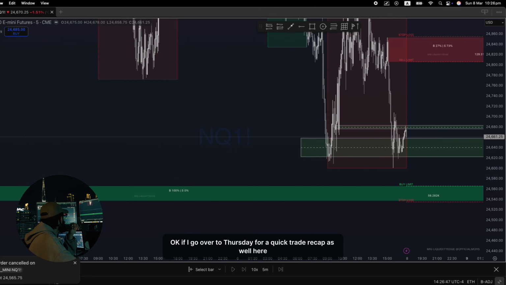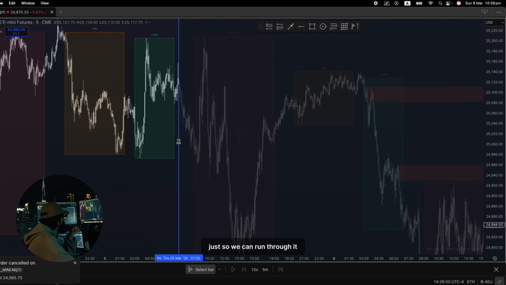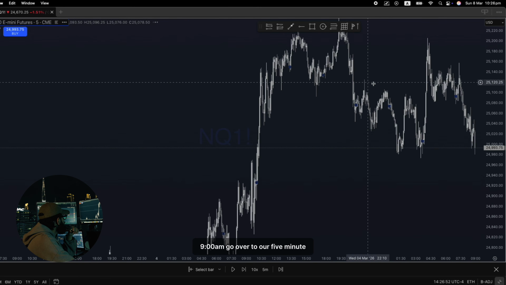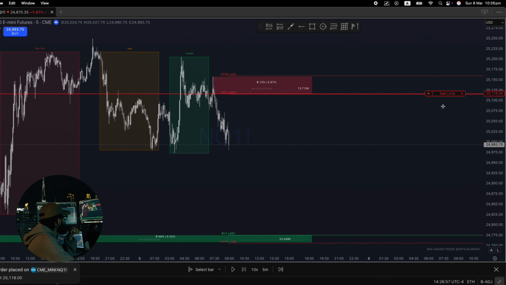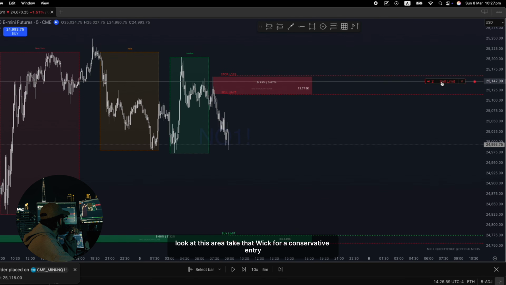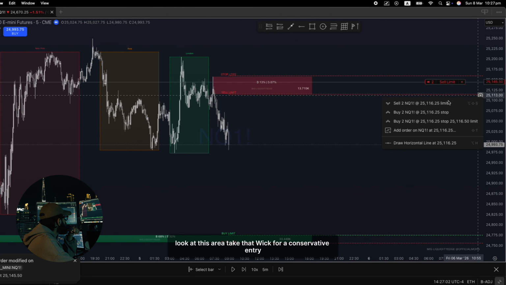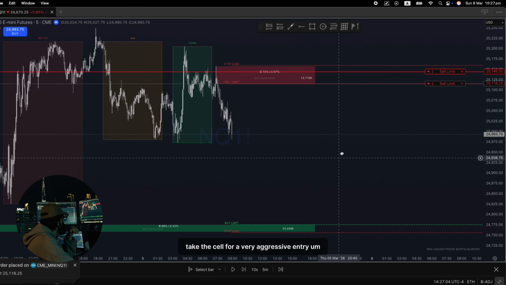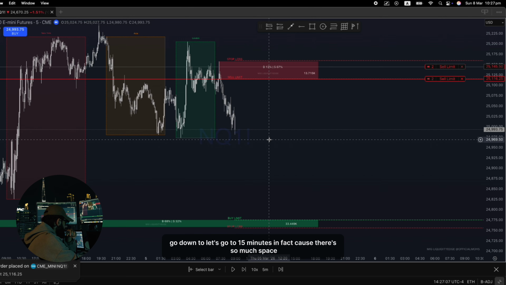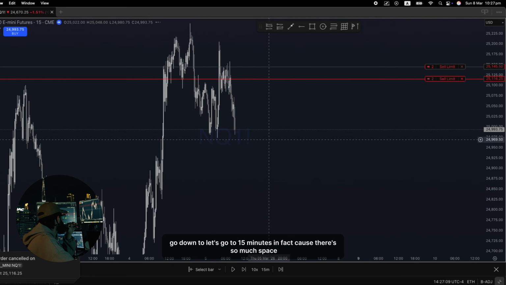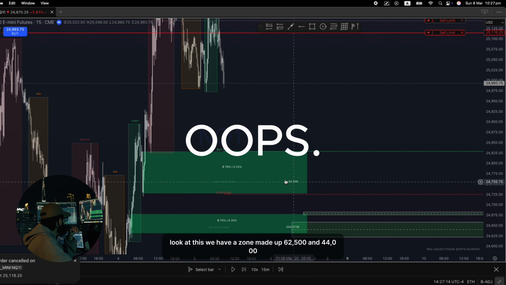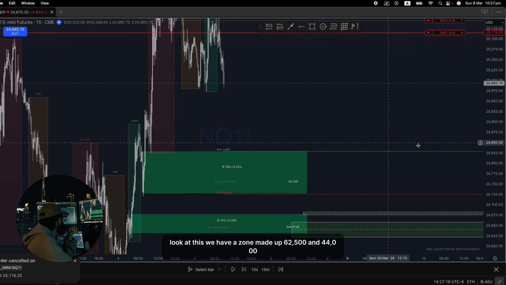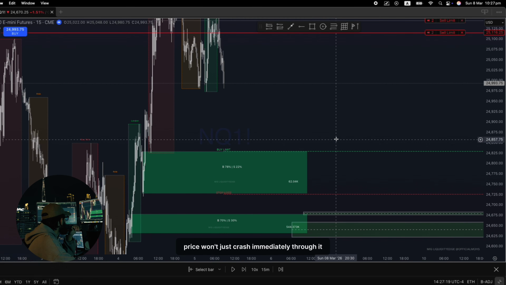Okay, if I go over to Thursday for a quick trade recap as well here, just so we can run through it, 9 a.m., go over to our 5-minute, very bearish from here. Look at this area, take that wick for a conservative entry, take the sell for a very aggressive entry. Go down to, let's go to 15 minutes in fact, because there's so much space. Look at this. We have a zone made up 62,000, 544,000. Price won't just crash immediately through it.